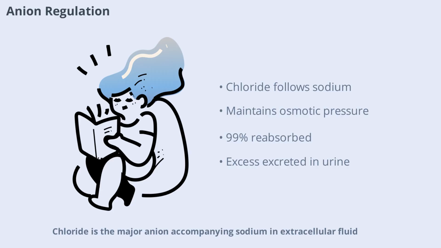Chloride is the major anion accompanying sodium in extracellular fluid, helping maintain osmotic pressure of blood. 99% of chloride is reabsorbed under normal pH, passively following sodium in the proximal convoluted tubule and coupled to active transport in other segments. Other anions, like sulfates and nitrates, have transport maximums and excesses are excreted in urine.